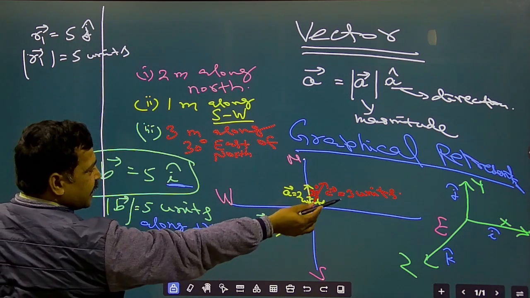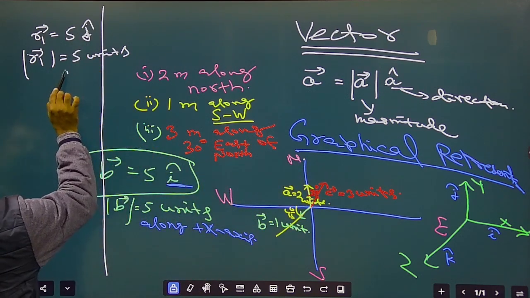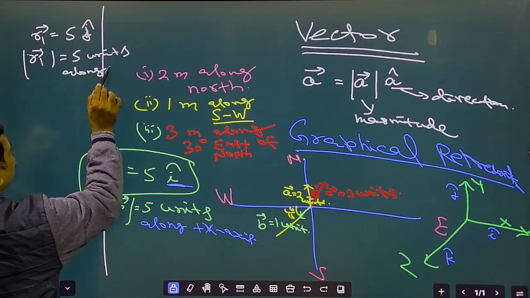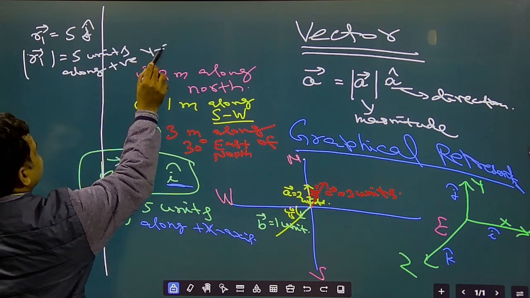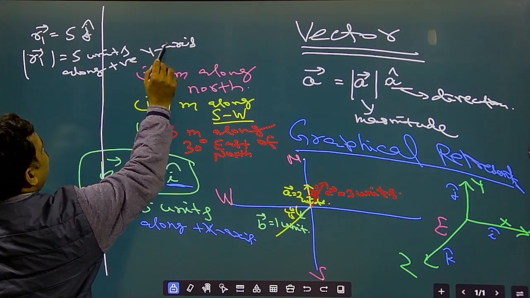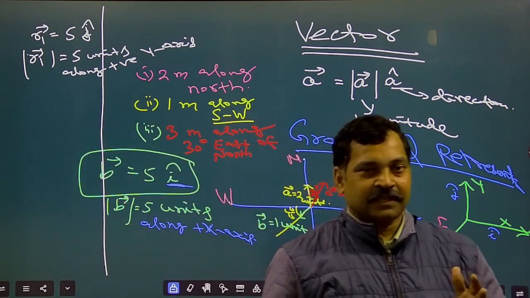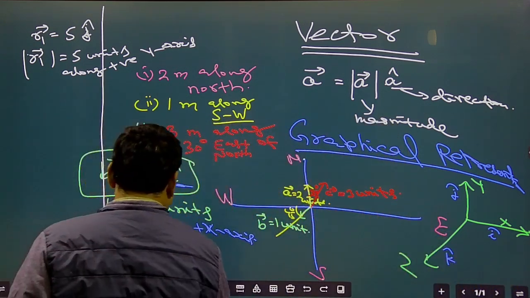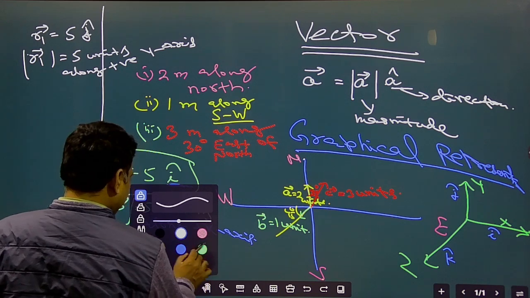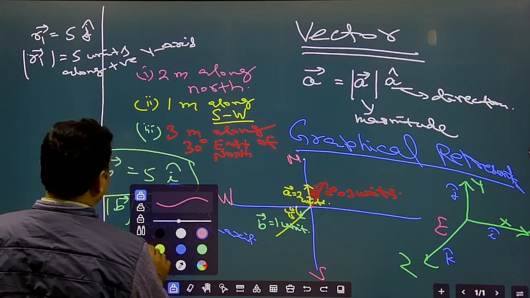j cap means the direction is along the positive y-axis. Right? So this is how I can represent a vector quantity. Another example I will take. Suppose I am taking another example.